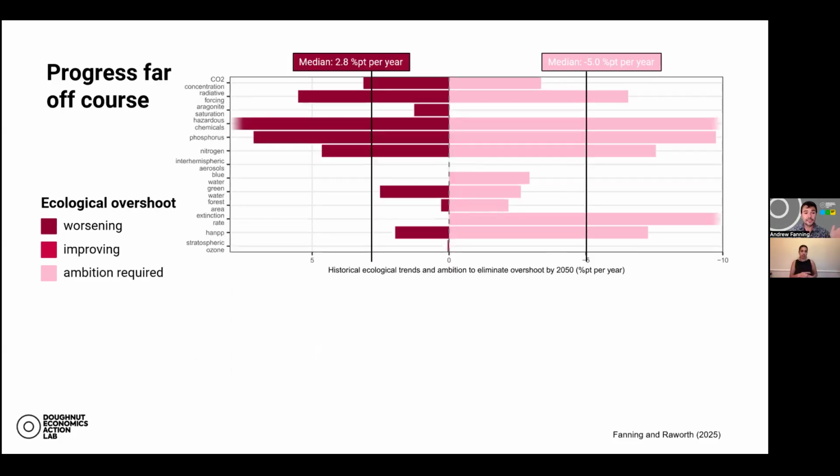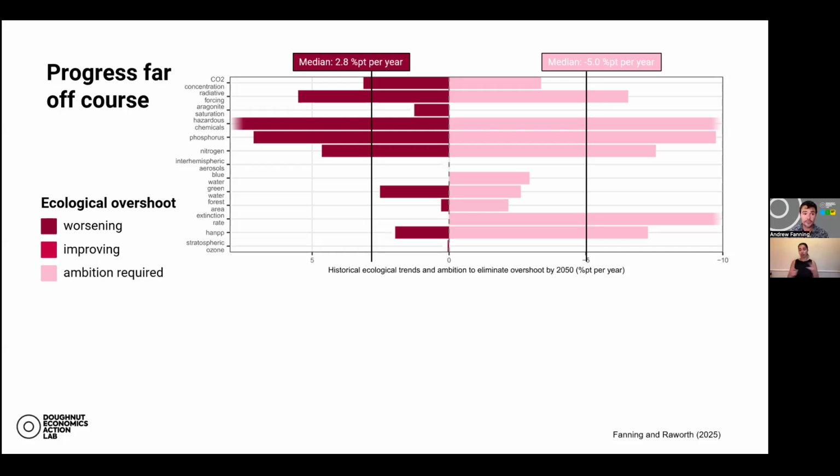Now, of course, if we take that same comparison for the ecological indicators, the situation is even more challenging. So here we compare observed historical trends with an illustrative ambition to eliminate ecological overshoot by 2050. And here, all of the indicators with available data show a worsening trend. This means that to come back within planetary boundaries would require current rates of degradation to halt immediately and reverse course at nearly twice the speed, at least based on our median results. So these are very, very challenging trends that we're facing.